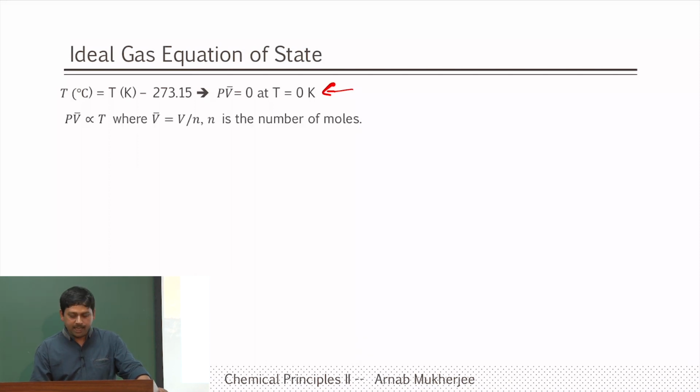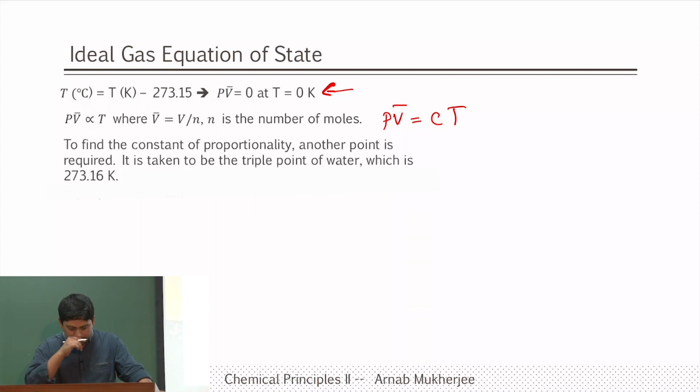And we also see that PV with temperature is linear. So, PV is proportional to T. So, we can say that PV is basically C times T, because it is proportional to temperature. So, now to find this particular constant of proportionality, we need another point, because we already have one point. I will show you that.